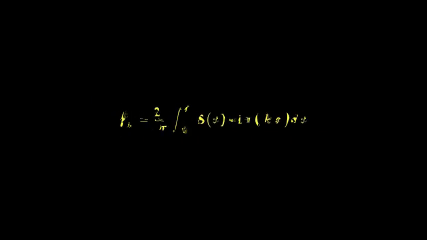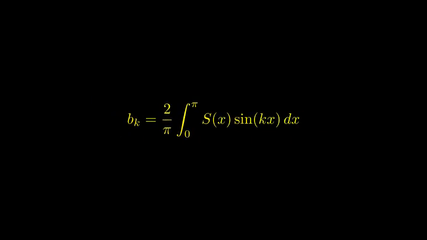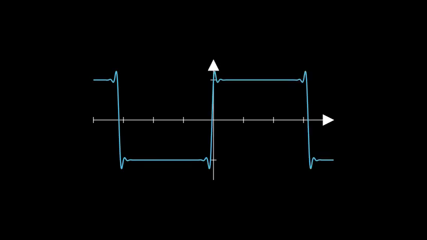Using this orthogonality property, we can isolate any coefficient, b_k. It is simply 2 over pi times the integral of our function times the sine of kx. Let's test this with a square wave. This function jumps from -1 to 1. It is a torture test for Fourier because of its sharp discontinuity.